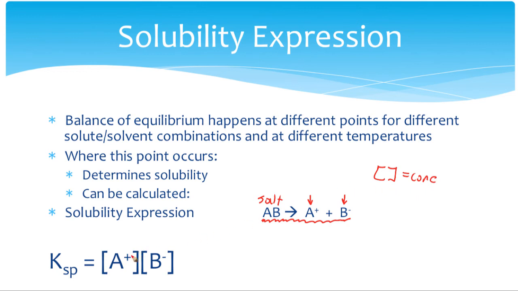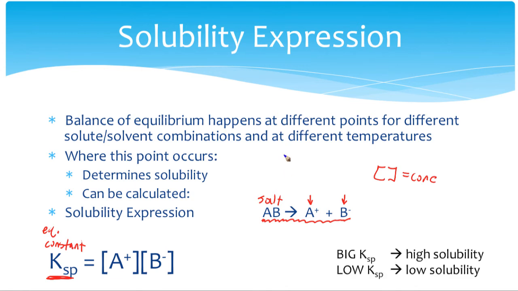So the concentration of A at equilibrium times the concentration of B at equilibrium is going to be equal to something known as K, which is known as our equilibrium constant. And each solution combination, solute and solvent, has its own equilibrium constant that we can work with. Let's bring this back to our original goal of all this then.